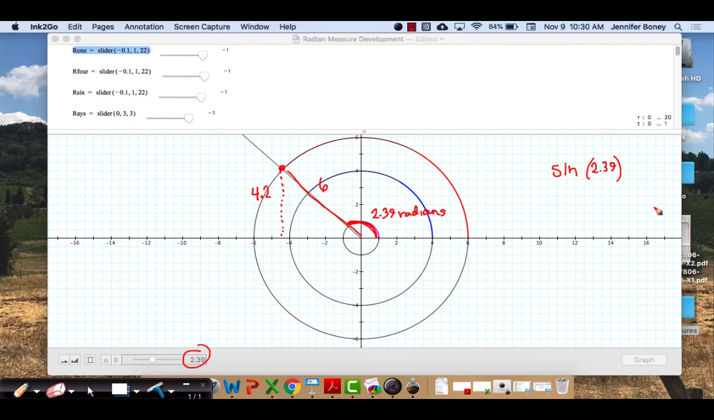So the sine of 2.39, I can read off of this circle by saying, oh, it's this ratio of 4.2 to 6, which that should be about, what? Well, we can reduce that, but in any case, 42 to 60, that seems like I should be able to divide that. 7 to 10. And if you check this in a calculator, the sine of 2.39 is about 0.7. But you can see those in circle graphs.